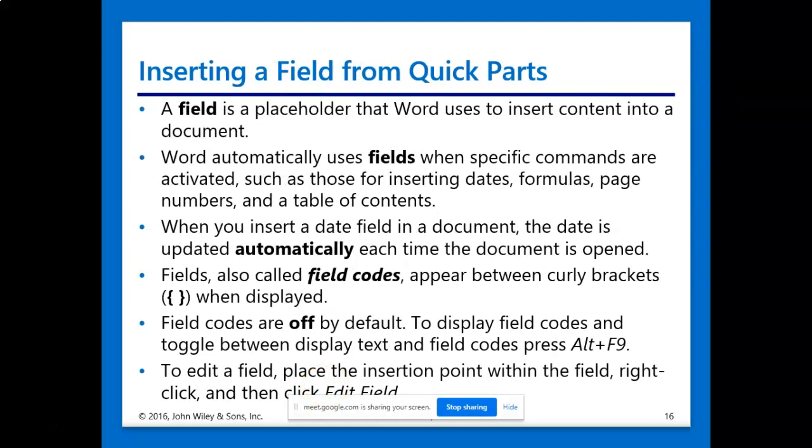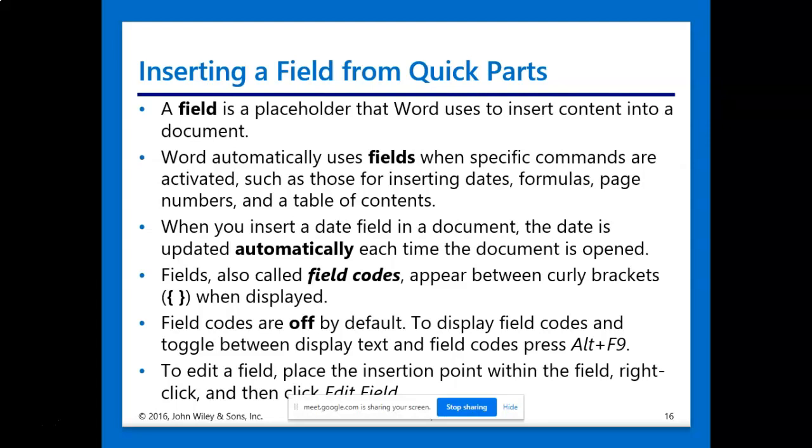Inserting a field from Quick Parts. A field is a placeholder that Word uses to insert content into a document. So when we do a template, we have fields or placeholders that we'll be putting information in later on this week. Word automatically uses fields when specific commands are activated, such as those for inserting dates, formulas, page numbers, and a table of contents. When you insert a date field in the document, the date is updated automatically.